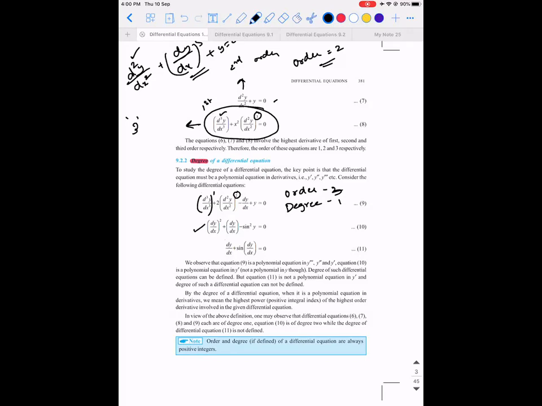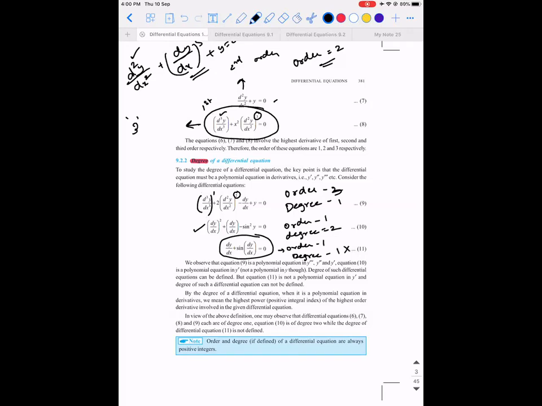Similarly for this one, the order is 1 and the degree is 2. What about this one? Order is 1. Degree? 1.